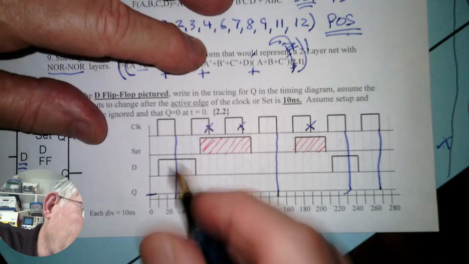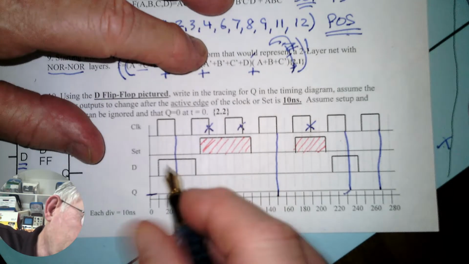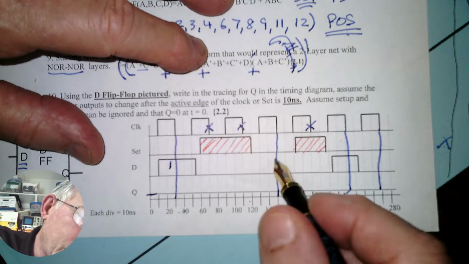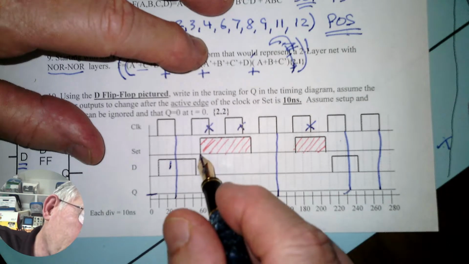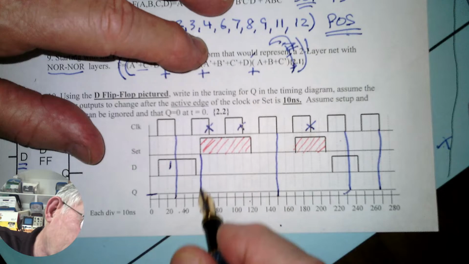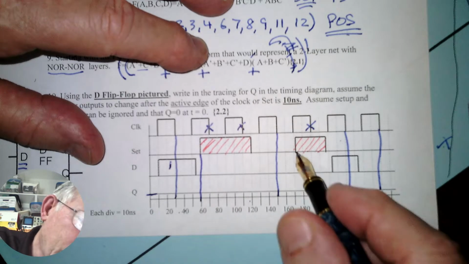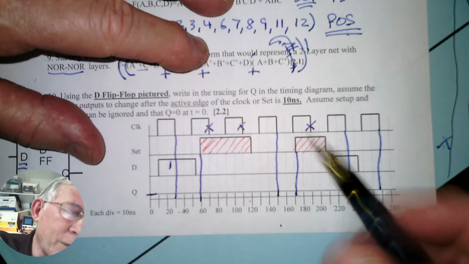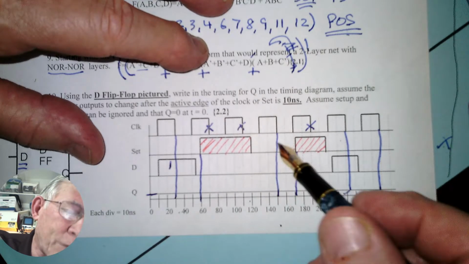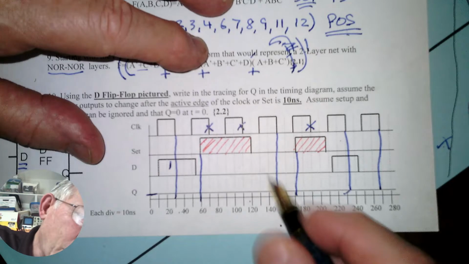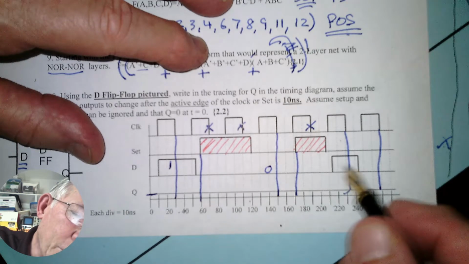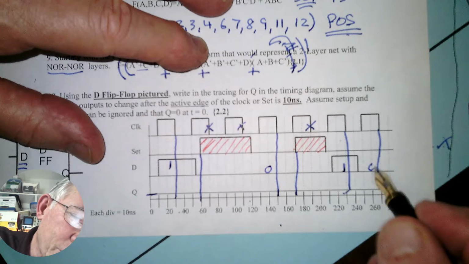Now, what is the value of D at this active edge? At this active edge, D is a 1. What is the value of D here? Oh, here's where my asynchronous input is asserted. So I'm going to draw a line for that too. And here's where it's asserted again. Now I don't care about where it's deasserted because that doesn't do anything directly. I have to wait for the clock edge. Here, my D is a 0. Here my D is a 1, and here my D is a 0.